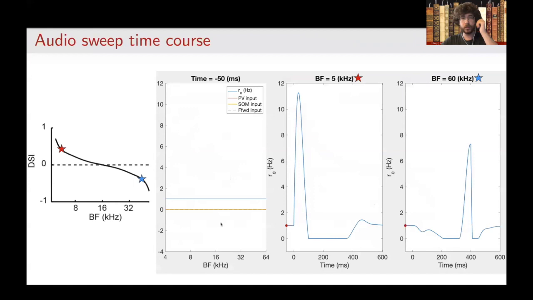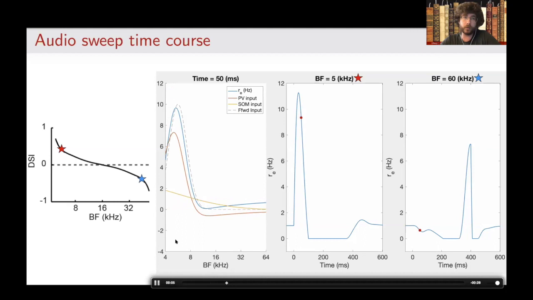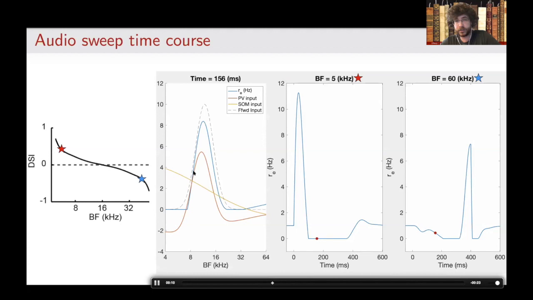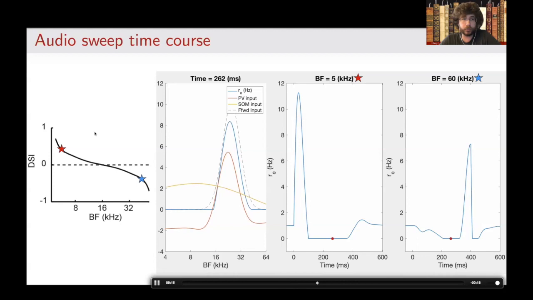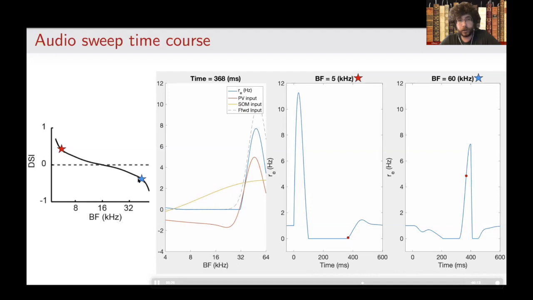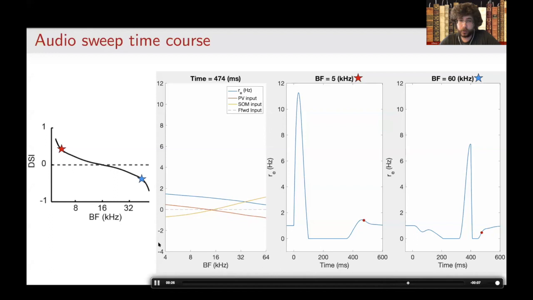So I wanna focus on, we can see a video of this, and I'll show this video twice. Basically we see the input, and we can see this traveling wave moving across the tonotopy. And we're tracking here and here both a low frequency preferring neuron and a high frequency one. So we have a positive DSI and a negative DSI. I just wanted to have that video run once, and now we can go back and take a closer look at what's actually happening.